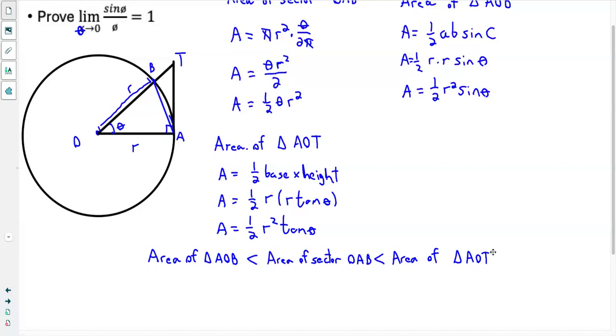Now we've come up with equations for each of these. So our area of triangle AOB is 1/2 r squared sine theta, which we know is less than our area of our sector, which is 1/2 r squared theta, which we know is less than the area of triangle AOT, which is 1/2 r squared tan theta.